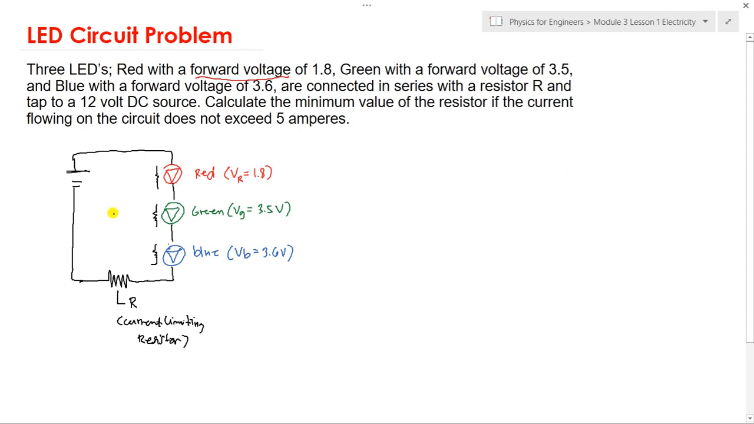Okay, R. Here we have a voltage source of 12 volts DC. So direct current. Don't plug it into AC because it will blow. So just 12 volts DC. So first, the power source, then three LEDs, then one resistor. So what we need to find is to calculate the minimum value of the resistor if the current flowing in the circuit does not exceed 5 amperes, or at most 5.